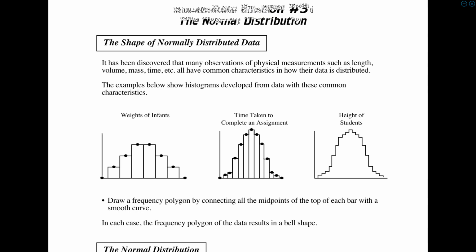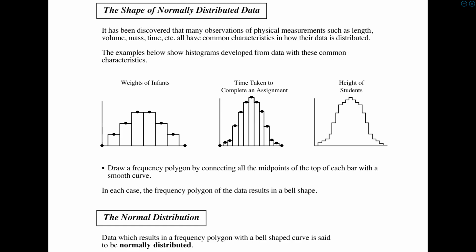So take a look here. In lots of measurements, like length, volume, mass, things often end up grouped similarly around the middle. Taking a look here: weight of infants, time taken to complete an assignment, or maybe in this class, not complete an assignment, height of students. Well, if we were just to connect the top points, what do these look like? Just like connecting the dots, maybe a little smoother. Or similar on the next one.